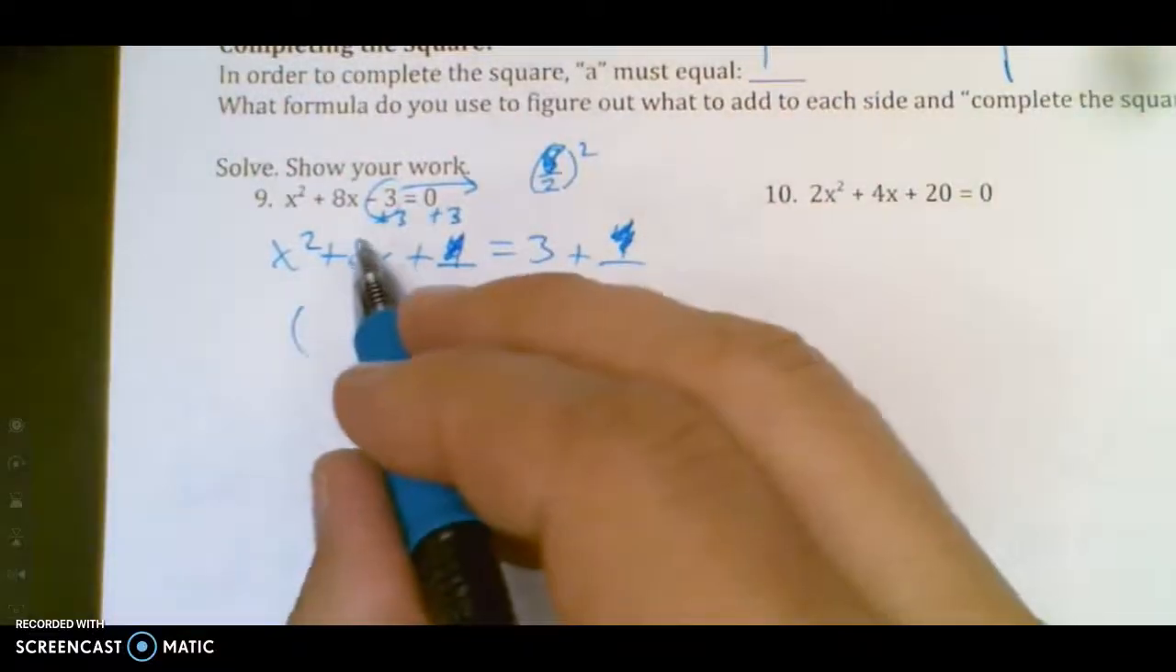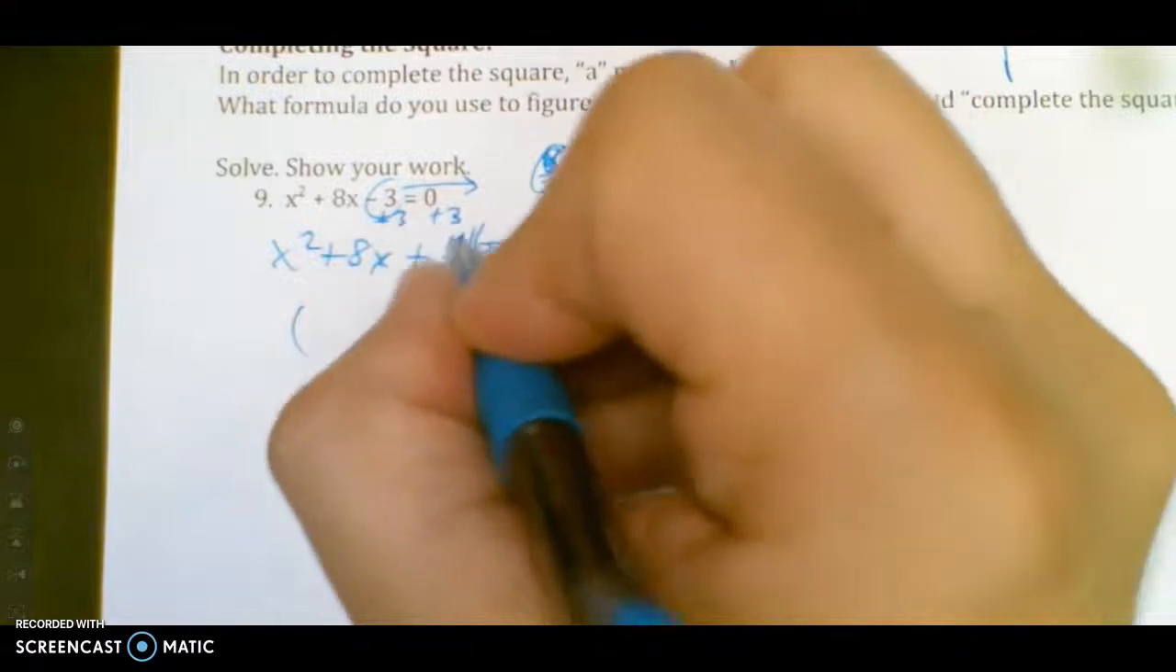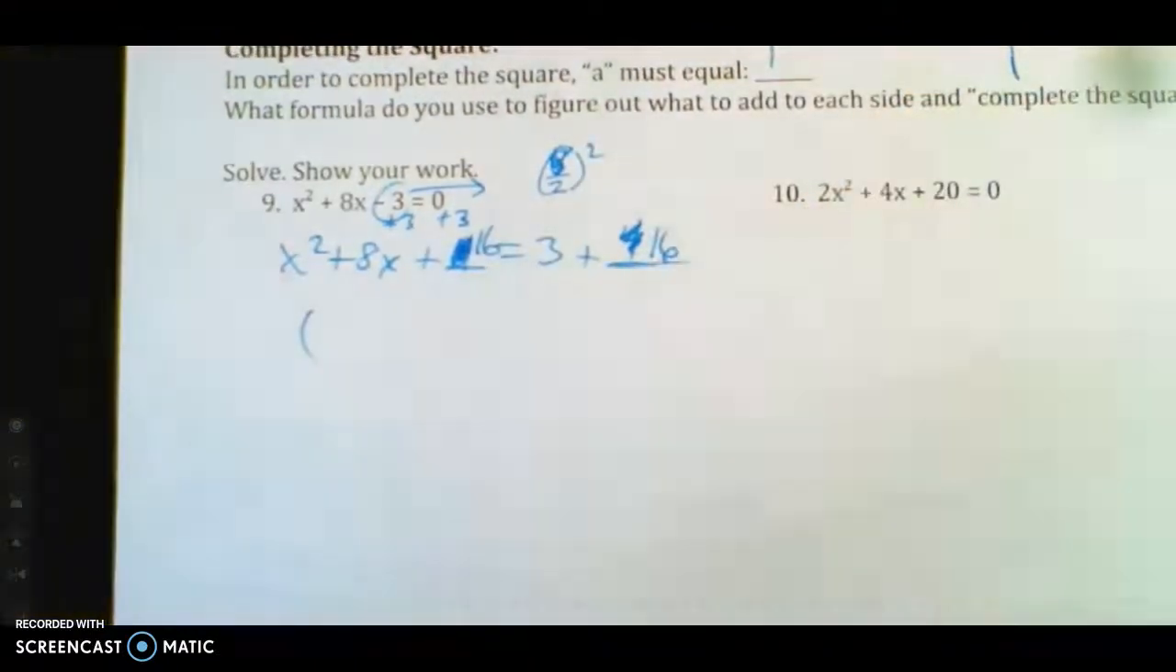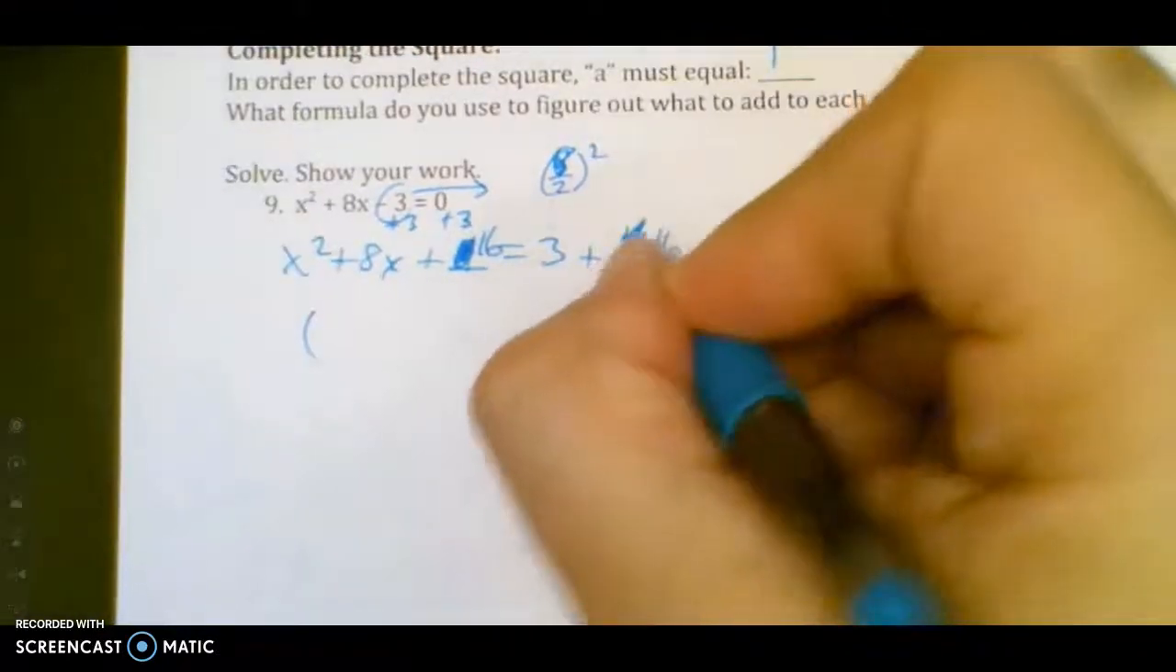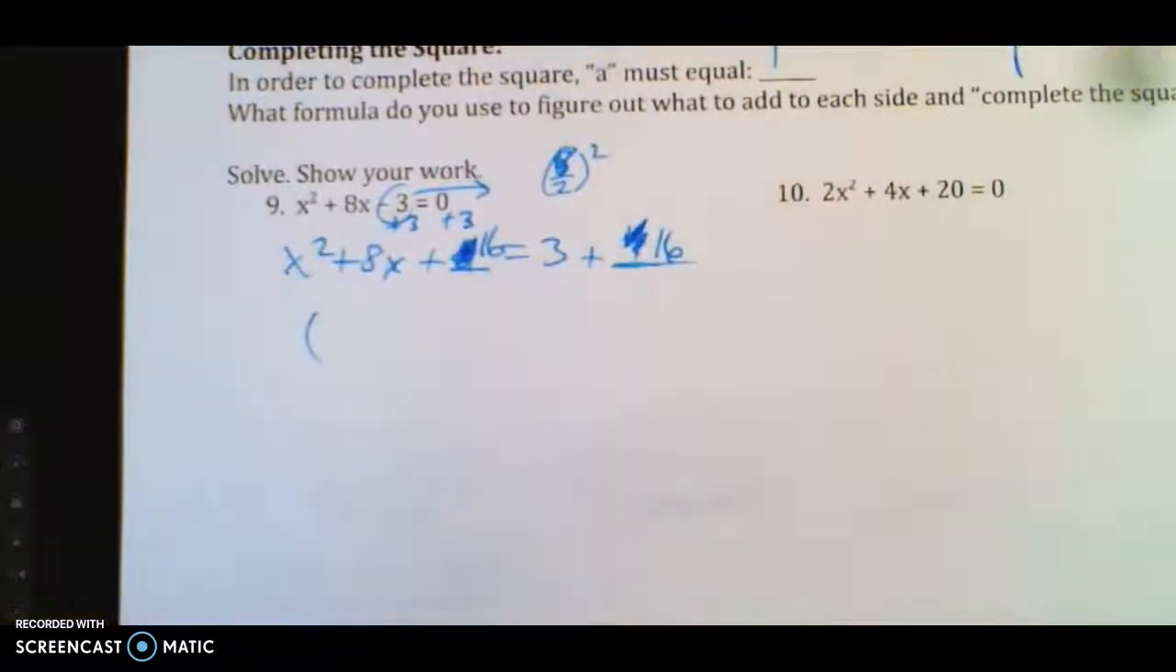8 over 2 is 4, and 4 squared is 16. I thought that number seemed weird. Okay, whew. Almost a bad move. I already divided it by 2. I didn't need to do it twice.